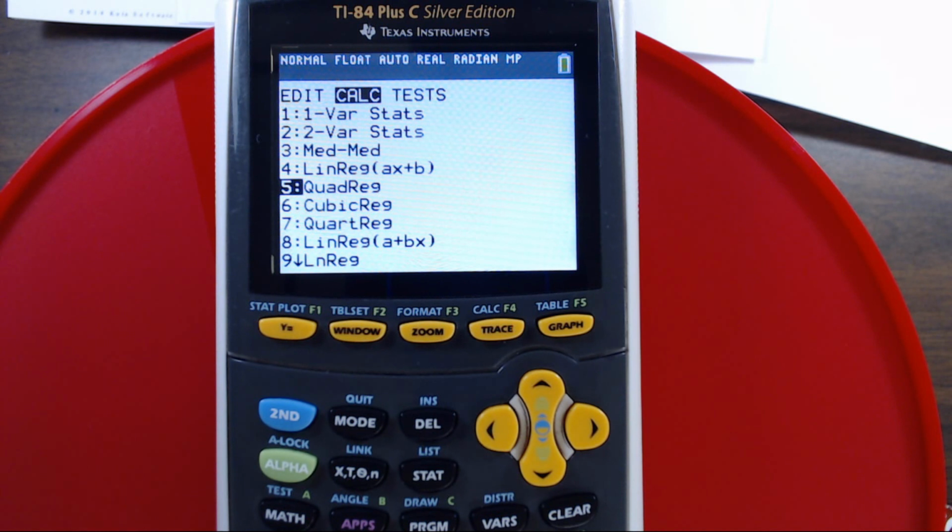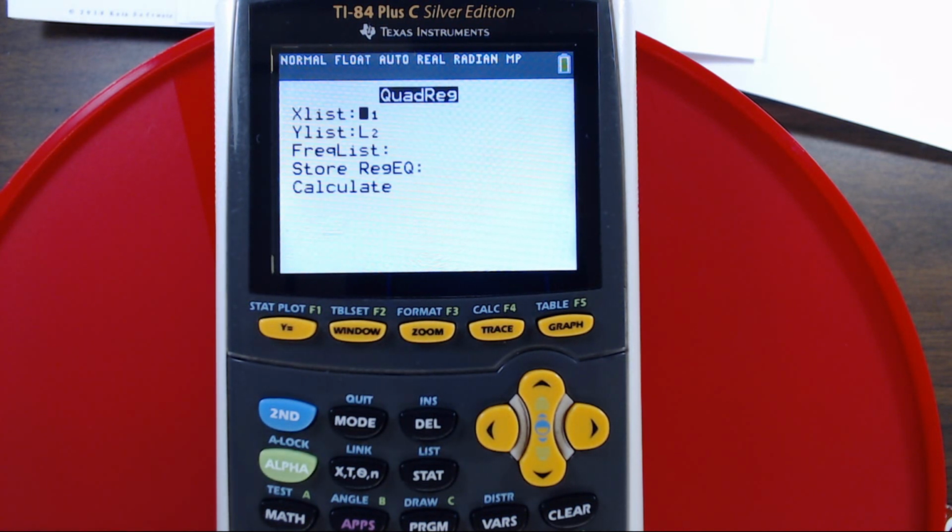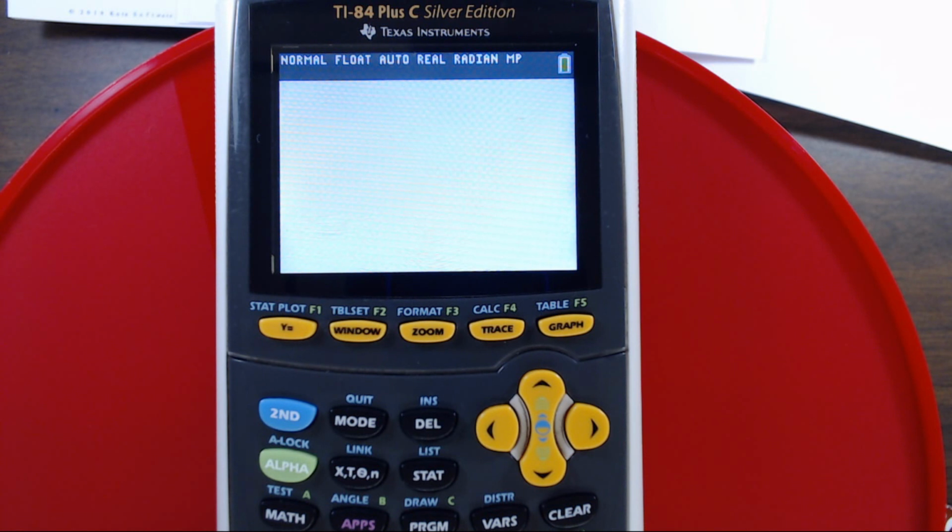So go down to 5 and hit enter. Make sure this defaults to L1 and L2, and just hit enter, enter, enter, enter, enter. And what it actually gives you is the standard form equation of a quadratic function, ax squared plus bx plus c. Please write that small on your whiteboards, but change that y and put f of x equals ax squared plus bx plus c.